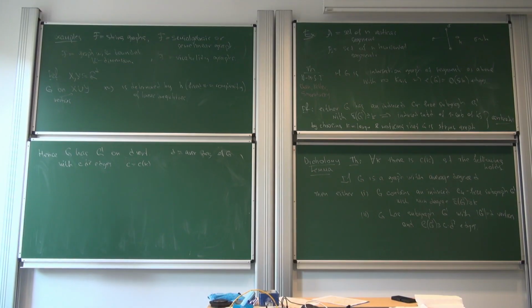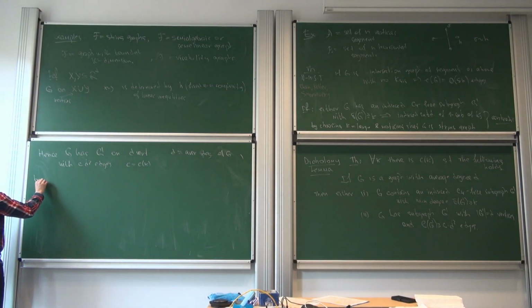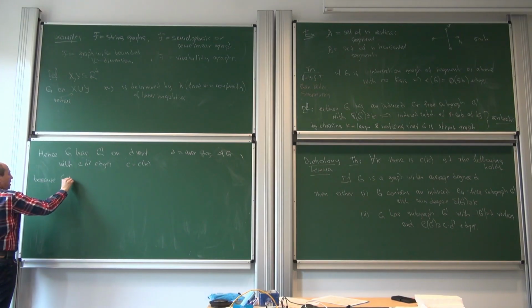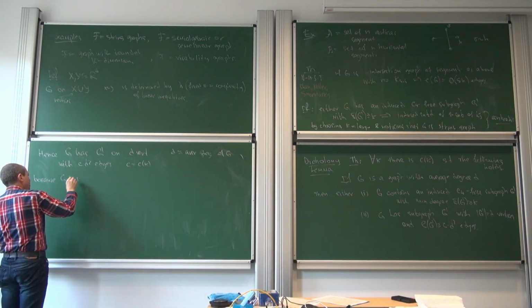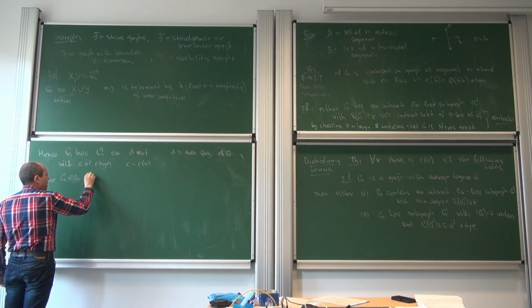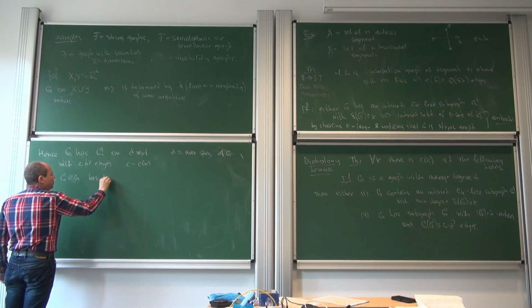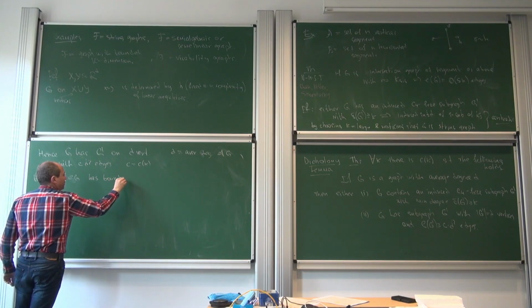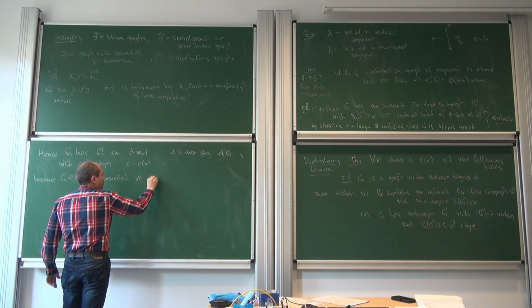Now I do one more step, which I will just tell you that it's true. I will not explain it to you, because G has G prime, which is a subset of G, because they're all string graphs, has bounded VC dimension.